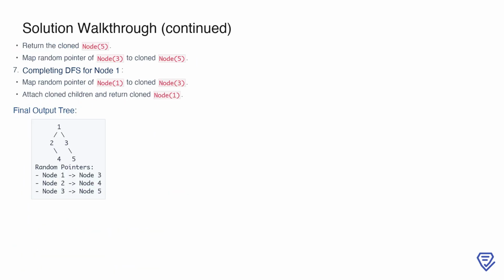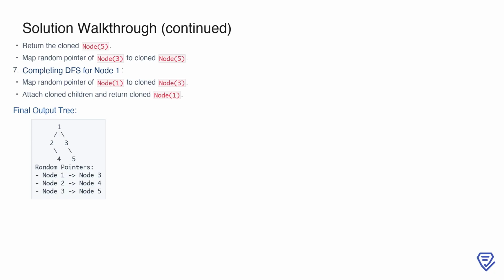Once node 1's children have been cloned and processed, we map its random pointer to the cloned node 3. At this stage, both left and right subtrees of the root node have been fully replicated, and all random pointers have been correctly assigned. The cloned children, node 2 and node 3, are attached to the root clone, completing the cloning of the entire tree.